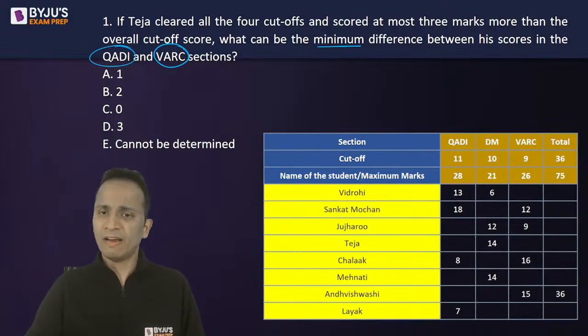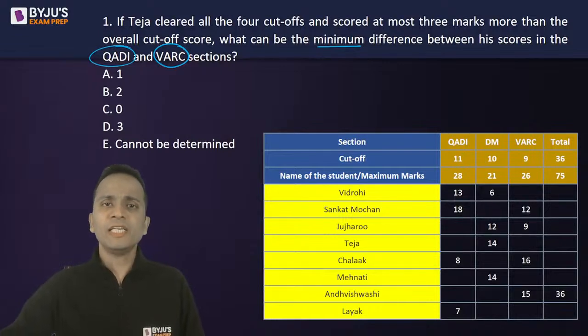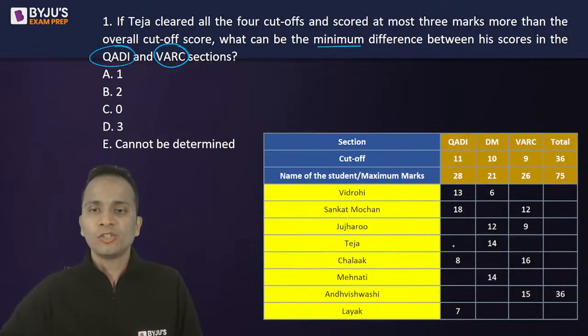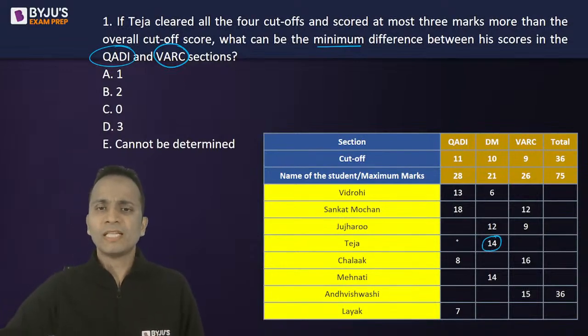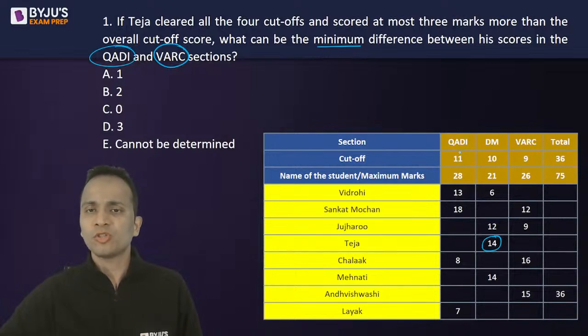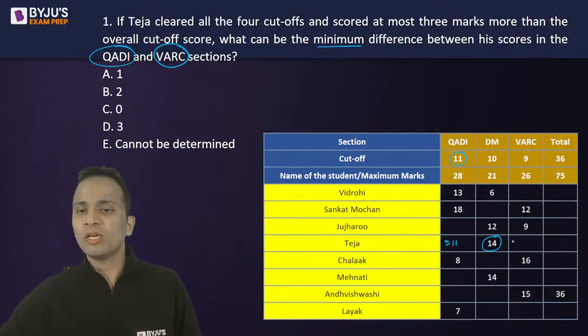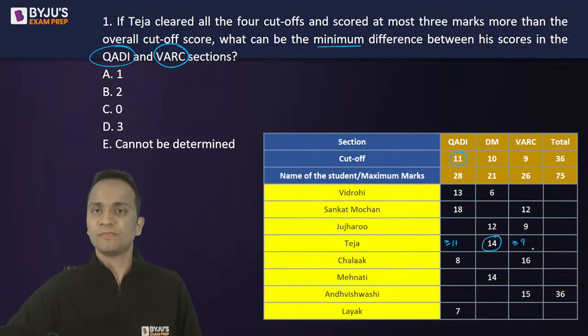All right, let's have a look at this. Now, Teja cleared all the four cutoffs. So the score of Teja in DM is already mentioned in the table. So I can say that if he cleared all the four cutoffs, he must have cleared the quant cutoff, which is 11. So that means he has scored greater than or equal to 11 in QADI. On similar lines, he has scored greater than or equal to 9 in the VARC section.